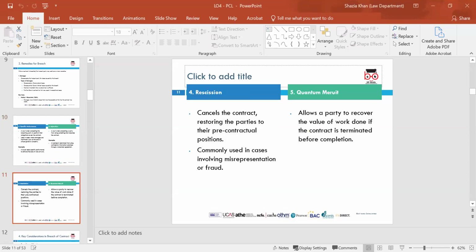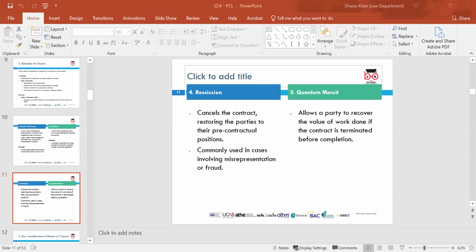Rescission. This is a legal remedy that allows a party to cancel a contract and return to their pre-contractual state. It's known as unwinding a transaction. A contract can be rescinded if there's misrepresentation, mistake, duress, any sort of undue influence, fraud or lack of capacity. So that's when rescission will play a big part.